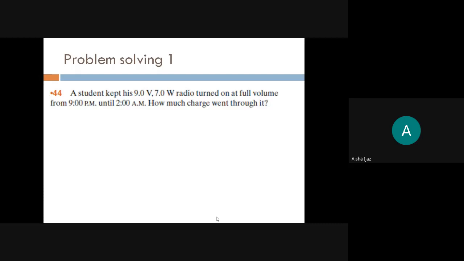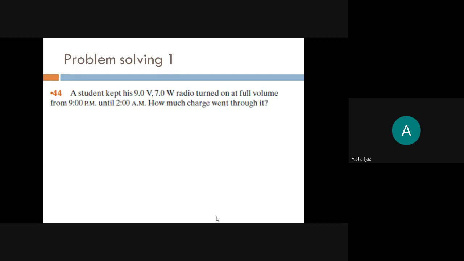A student kept his 9-volt 7-watt radio turned on at full volume from 9 p.m. to 2 a.m. How much charge went through it? First of all, gather the data. Power is given, voltage is given, and the time is given. There is no direct formula for charge related to these values. So how will you modify your known formula for charge in terms of power, voltage and time? The time is 5 hours, from 9 p.m. to 2 a.m.